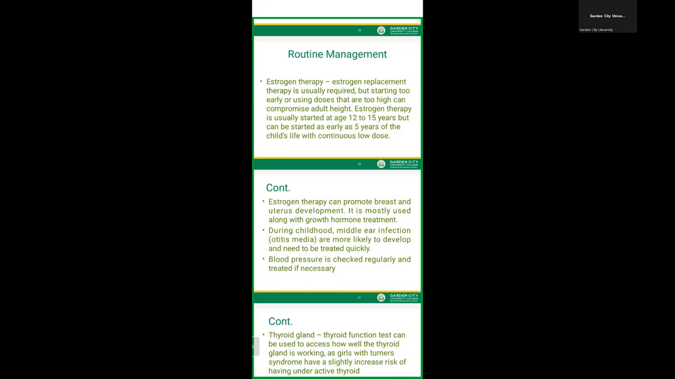Then their blood pressure is to be checked regularly and treated if necessary. Then we have the thyroid gland too. Their thyroid function test can be used to assess how well the thyroid gland is working, as girls with Turner syndrome have a slightly increased risk of having an underactive thyroid.